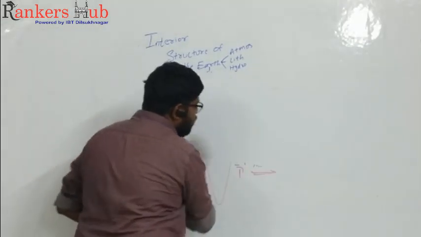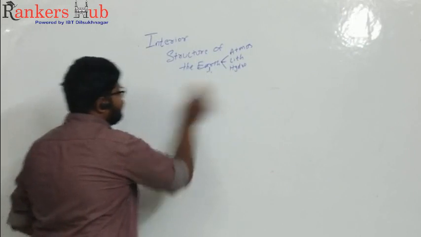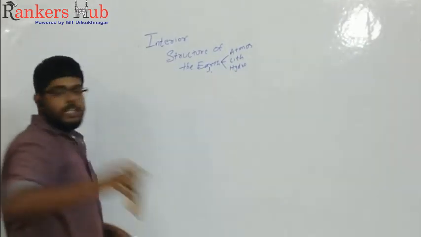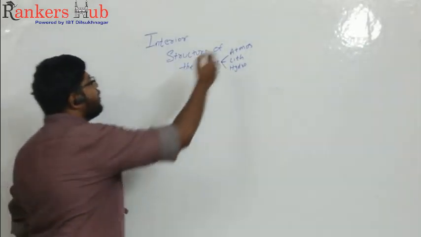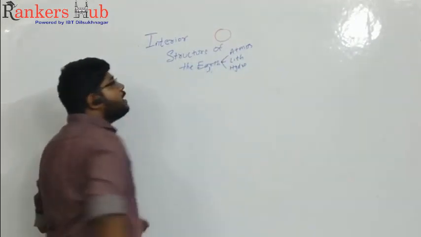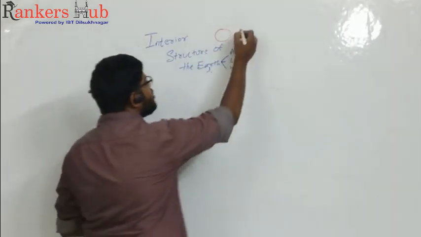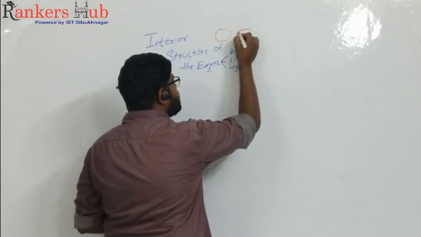Everyone knows the general shape of the Earth is written as a sphere, but the original shape of the Earth is not a sphere. The original shape of the Earth is a geoid. What is a geoid?